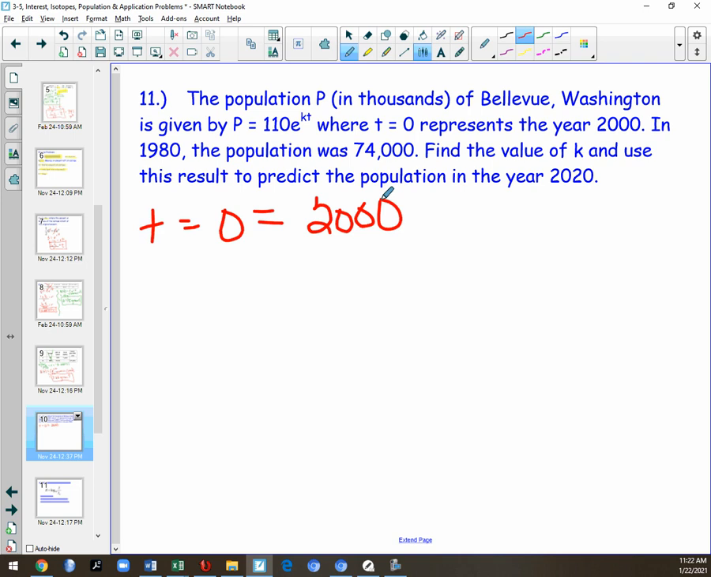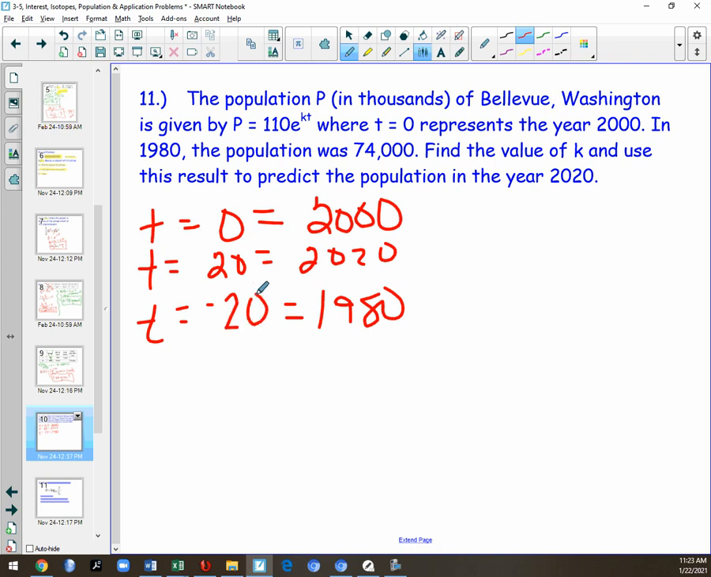Now, that means if T is equal to 20, that's going to be 2020. Which means, what is going to be 1980? Well, what you should have gotten is negative 20. That is the correct amount. Now, what we're going to do is simply use our formula. We have to find our interest rate, because this looks like PERT, doesn't it? We need to find what our rate of decline or increase is going to be.